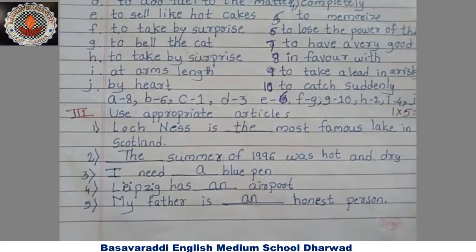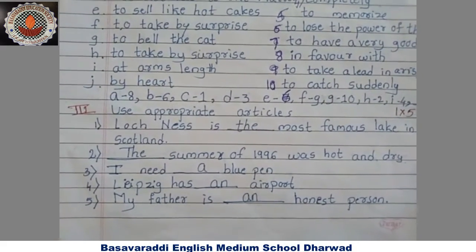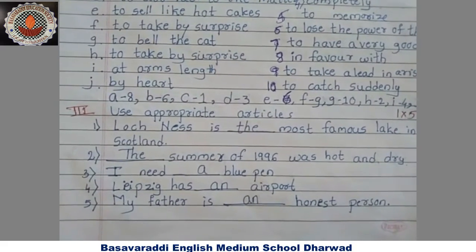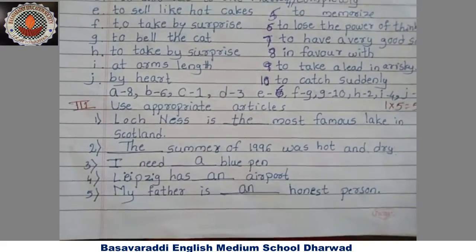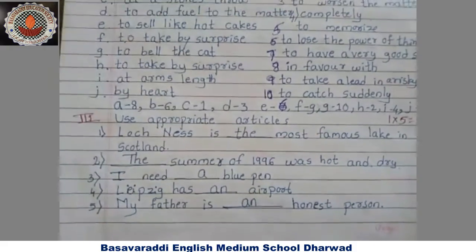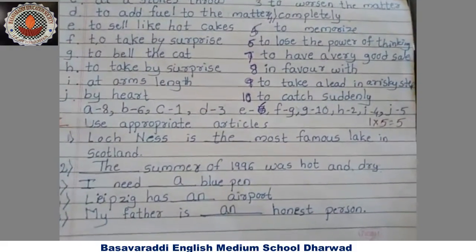Dash summer of 1996 was hot and dry. The summer of 1996 was hot and dry. I need dash blue pen. So here "a blue pen" is the right answer.